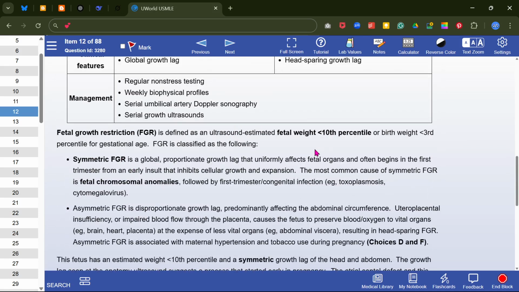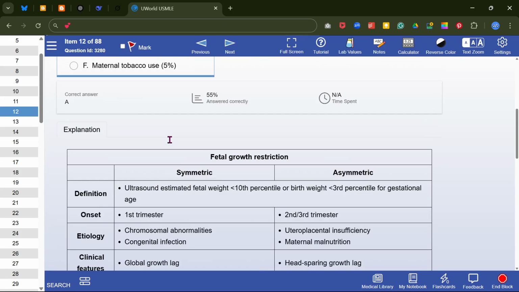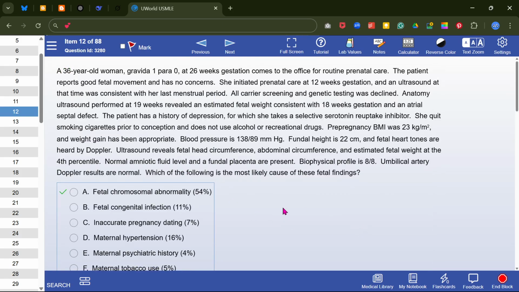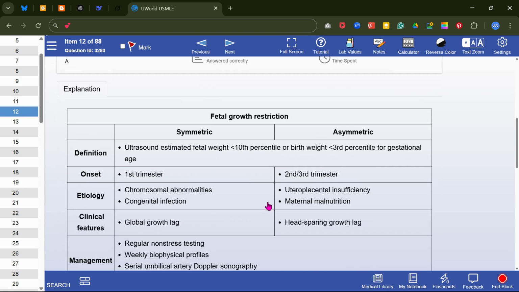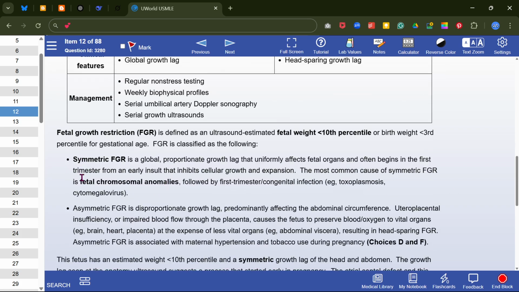So this is fetal growth restriction. Look at the ultrasound showing fetal head circumference and abdominal circumference. It does not spare the head, so it is not head sparing, so it is not asymmetric. It is not happening in the second or third trimester, so it is symmetric.